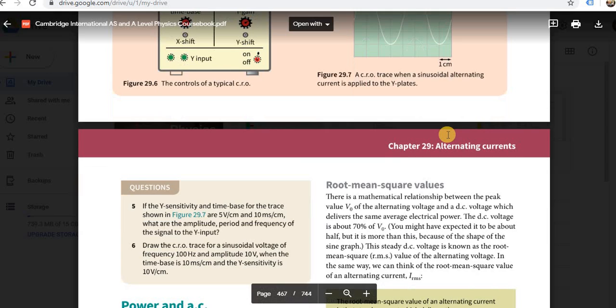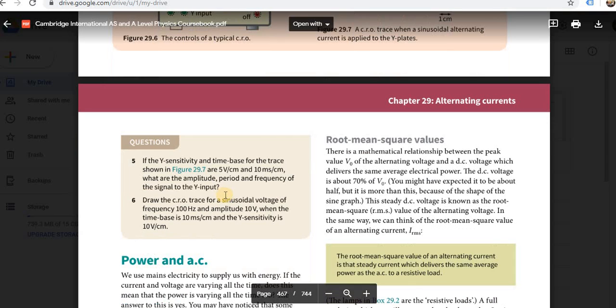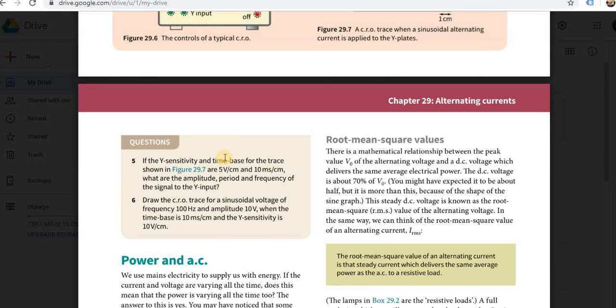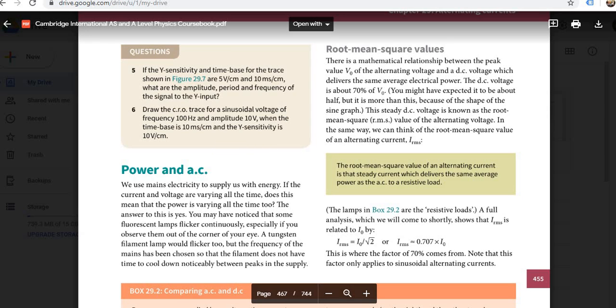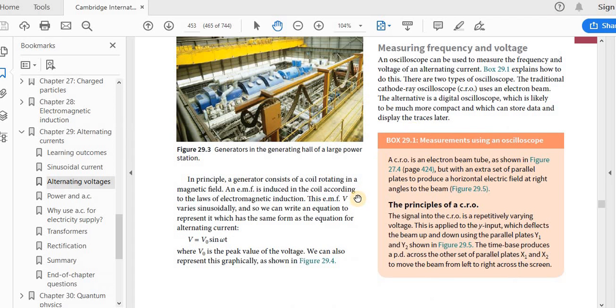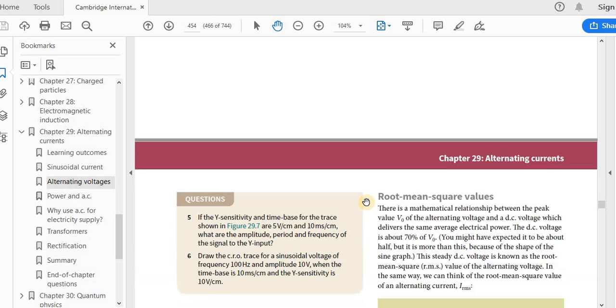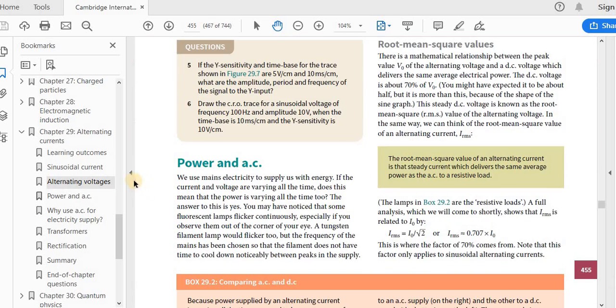Again, make sure you answer all these questions. Again, very important. It's not only about the explanation. You have to answer the questions to have a better understanding of the chapter. All right, we'll move to the next page.